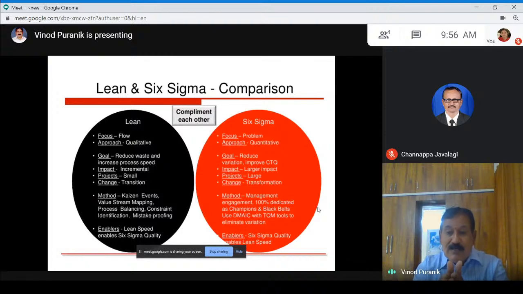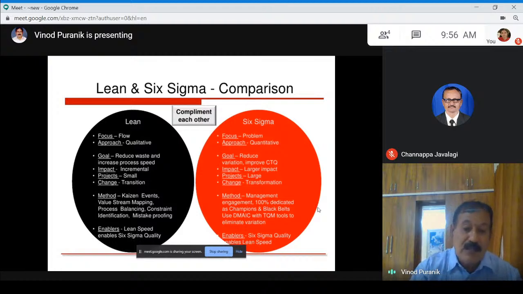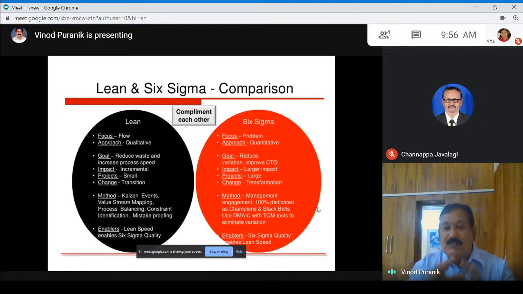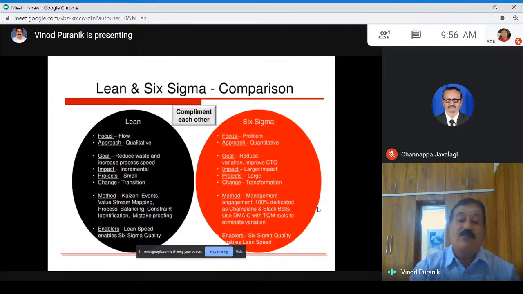Just look at how these are complementing each other. This is very, very important. If you look at the enablers, Lean speed enables Six Sigma quality, and Six Sigma quality enables Lean speed. Look at these two things; they are very, very important while you are working with Six Sigma projects. Very interesting things are here.